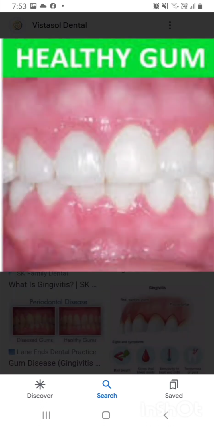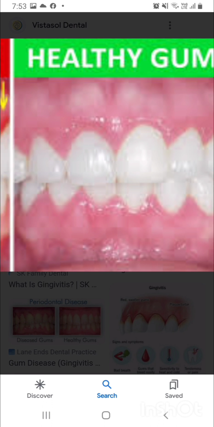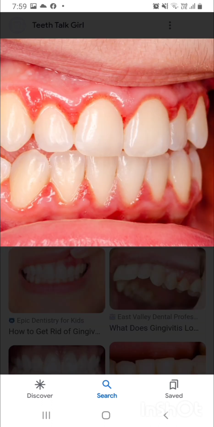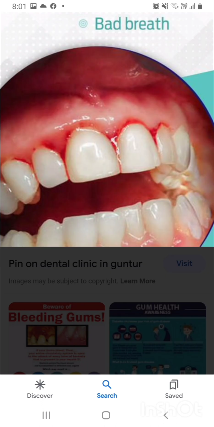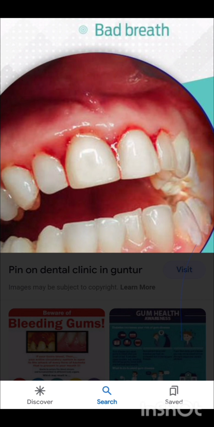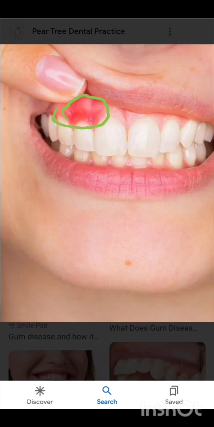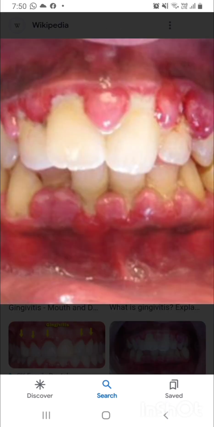And now, how do we prevent gingivitis? Okay, but let's first treat it. We're going to treat gingivitis using antibiotics, and the antibiotic of choice is amoxicillin. The usual dosage is 8 hourly. For an adult, you take 500. The children take 250. 8 hourly for around 5 to 6 days.